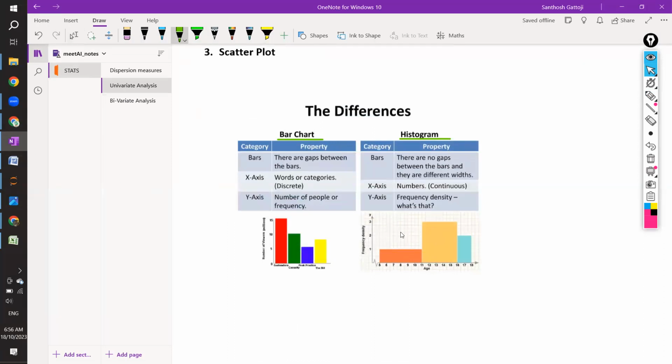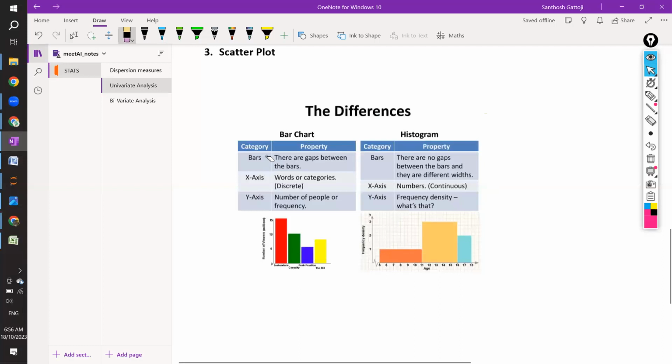even though they look the same, they are completely different things. The first and foremost thing you should always understand here, guys, is that a histogram is for continuous data. That is the most important thing. A bar chart is for discrete data or categorical data. So for that reason you can understand.